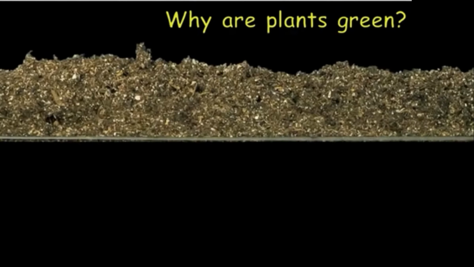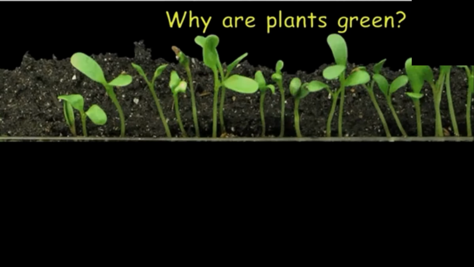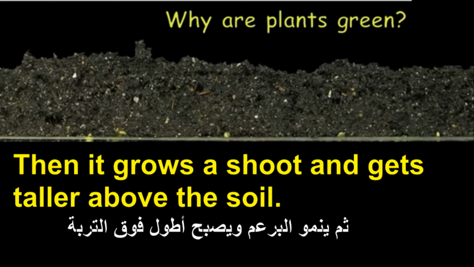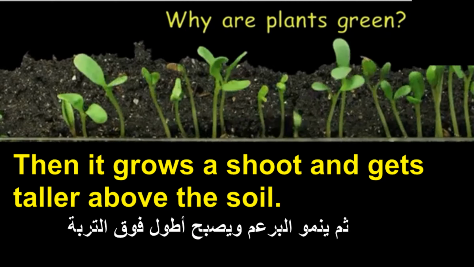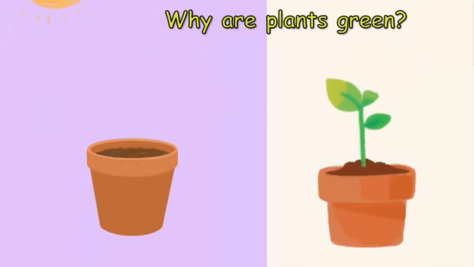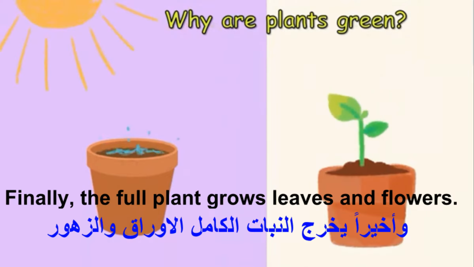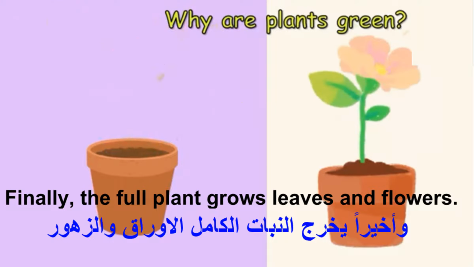Then it grows a shoot and gets taller above the soil. Finally, the full plant grows leaves and flowers.